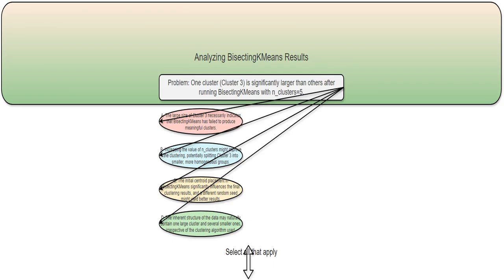I'm analyzing the results of a bisecting k-means clustering algorithm. This algorithm is used to group similar data points together. I'm focusing on how to interpret the results when one cluster is much larger than the others. The key is to understand if a large cluster indicates a problem with the algorithm or if it reflects the actual data structure.